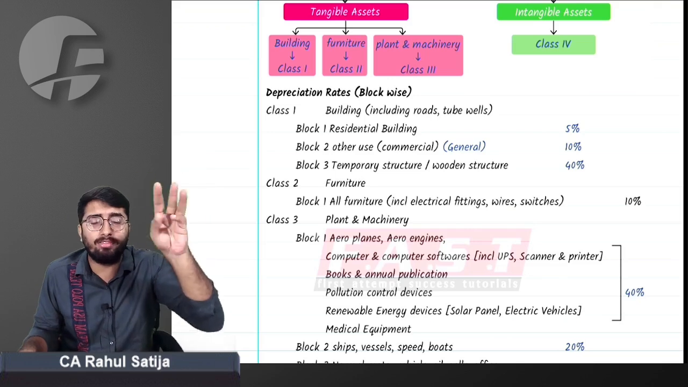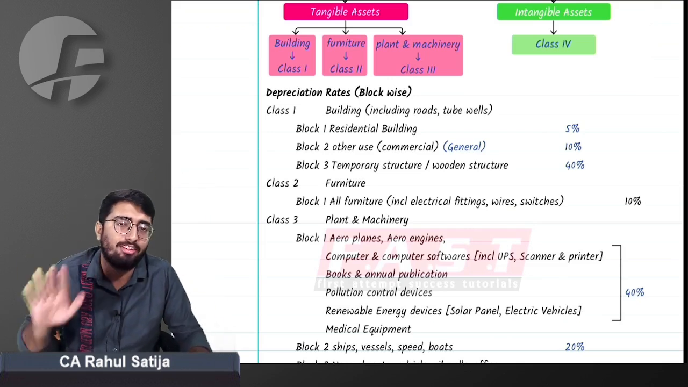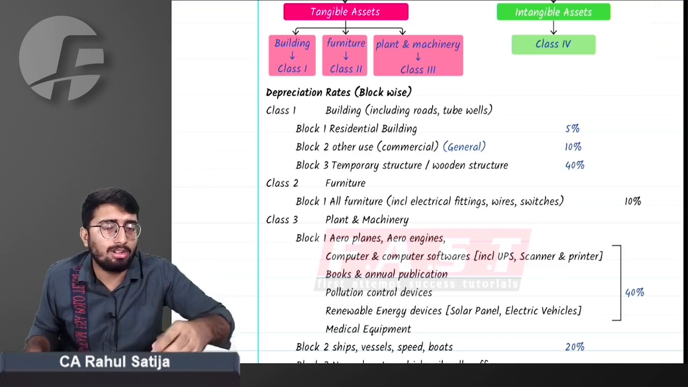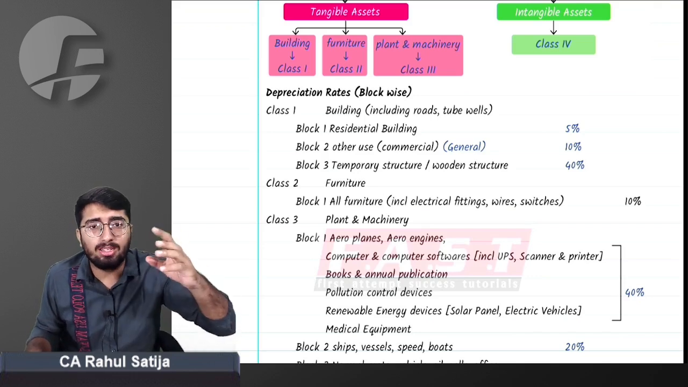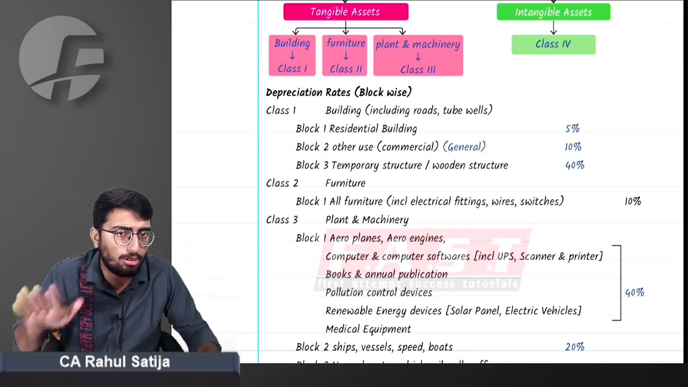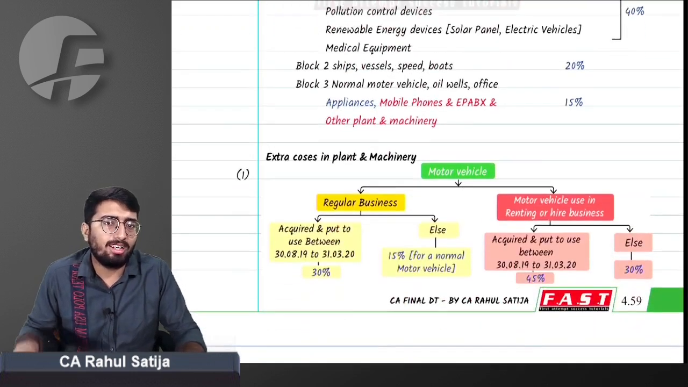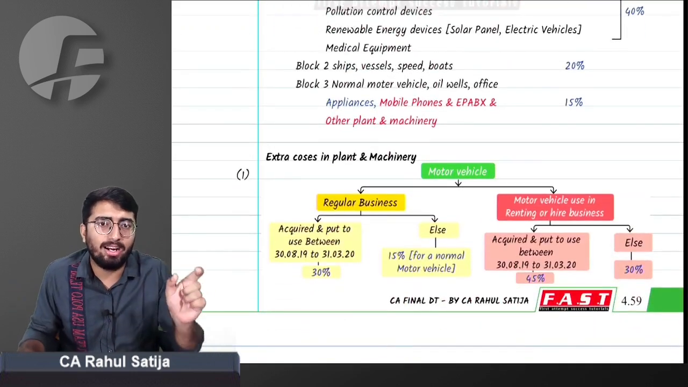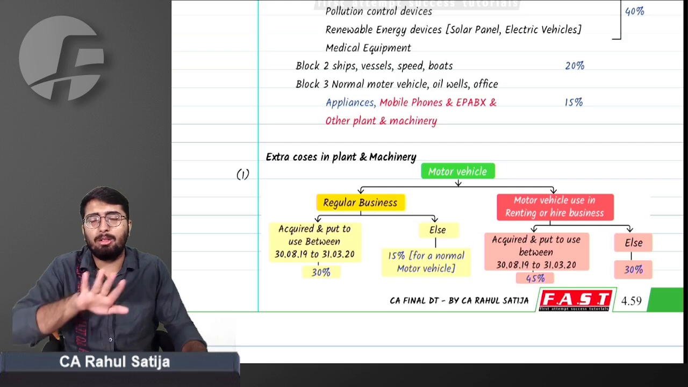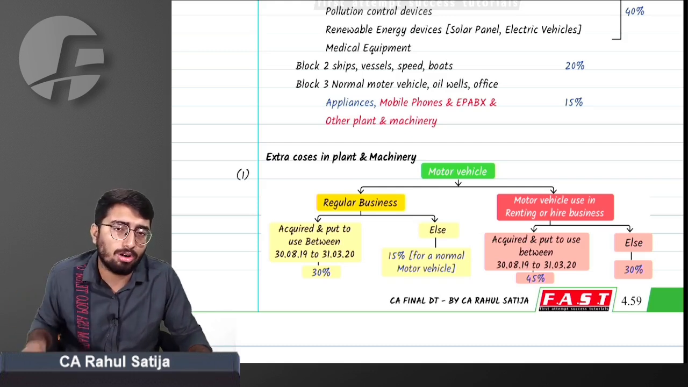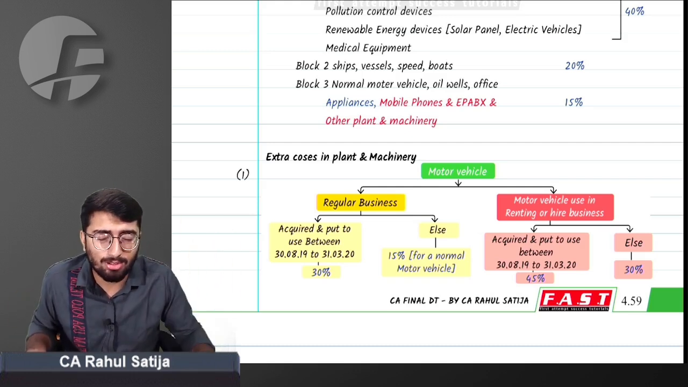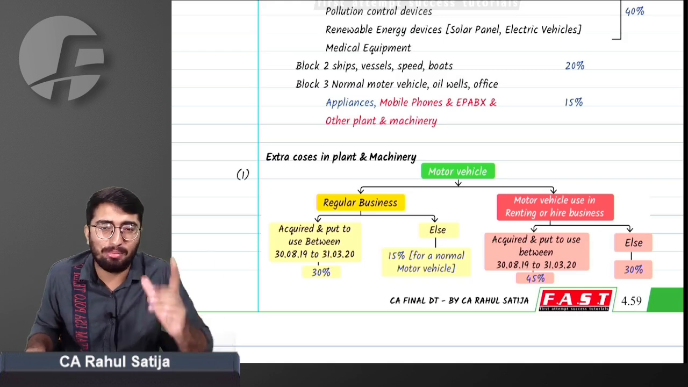We have ships, motorboats or speedboats, 20% depreciation. Then we have 15% plant and machinery, normal other equipment, and mobile phones, EPABX chargeable to 15% depreciation. Now, for motor vehicle, we have studied that if a motor vehicle is acquired, normally it is 15% depreciable. But if it is acquired from 31st August 2019 to 31st March 2020, it will be chargeable to 30% depreciation.